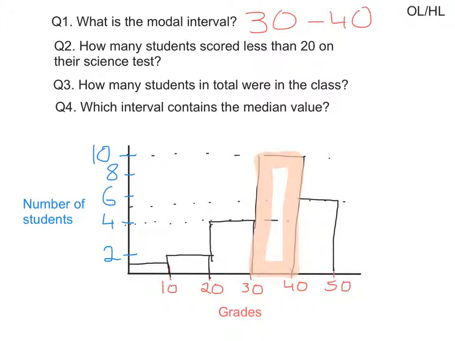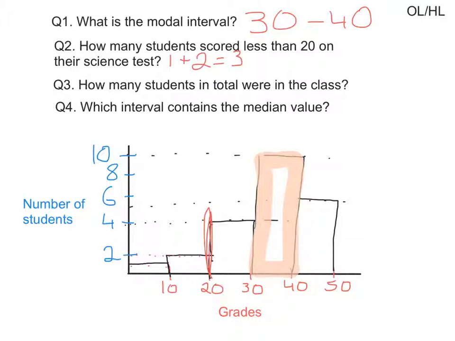The second question is, how many students scored less than 20 on their science test? So if we mark in where 20 is, students in the interval 0 to 10 or in the interval 10 to 20 scored less than 20 on their science test. We can read across the values in these intervals. For the interval 10 to 20, it has a frequency of 2, and for the interval 0 to 10, it has a frequency of 1. So 1 plus 2 will give us 3. So 3 students scored less than 20 on their science test.